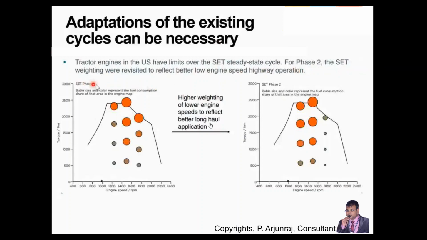The supplemental emission test weighting was revisited to reflect better low engine speed highway operation. You can see the graph again, speed versus torque, where the bubble size and color represent the fuel consumption for phase one. This is for phase two, for the supplemental emission test that has been kept for tractor application. A higher weighting of lower engine speed is going to reflect a better long haul application again here.